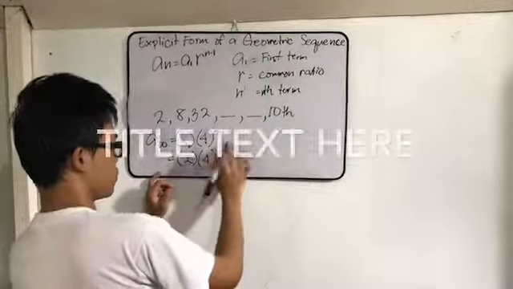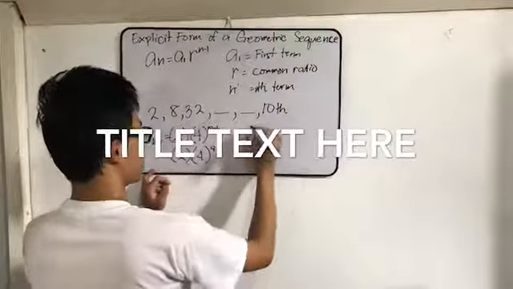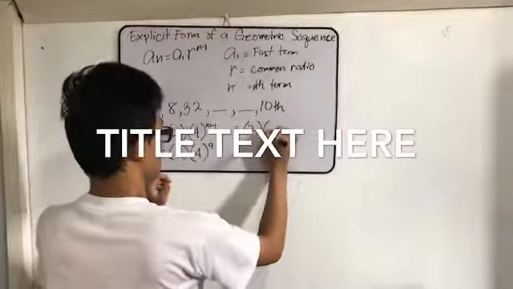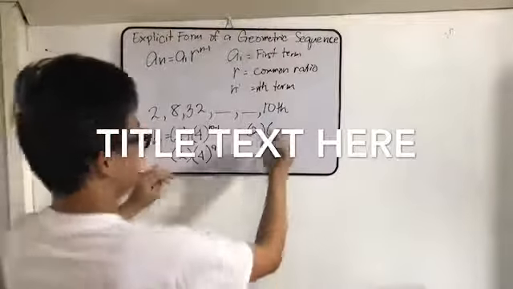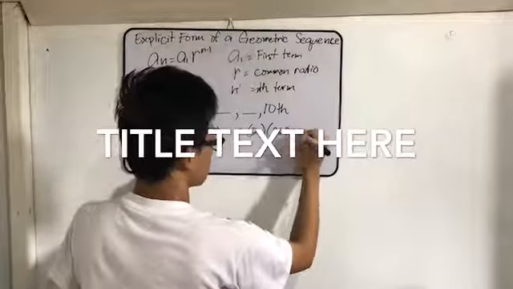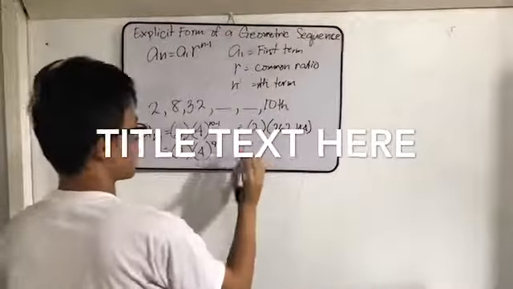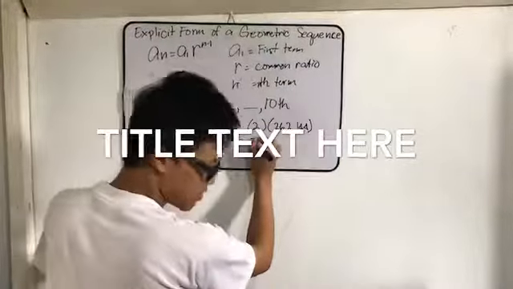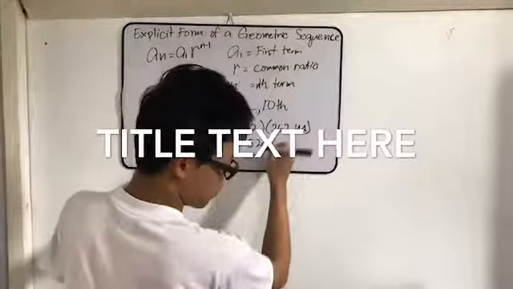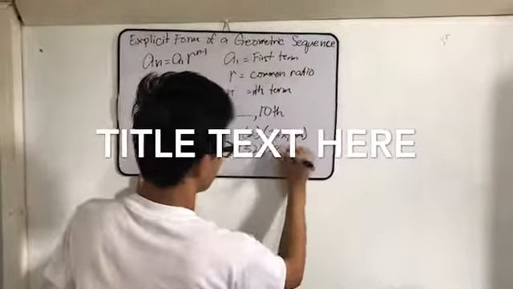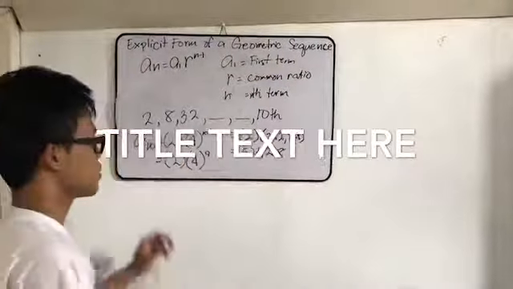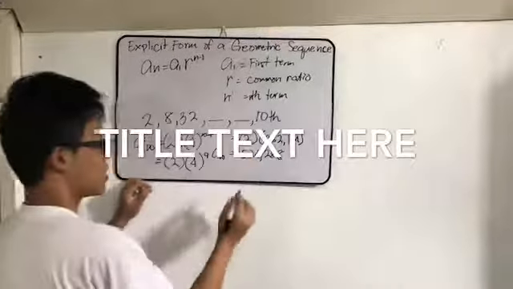So 4 raised to 9 is 262,144. So times 2, we have 524,288. So therefore, this is our 10th term.